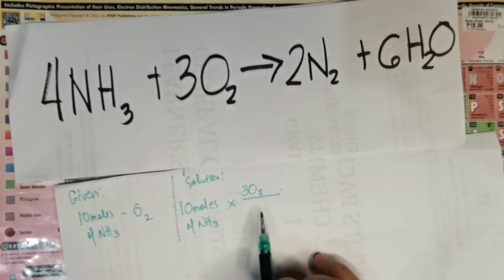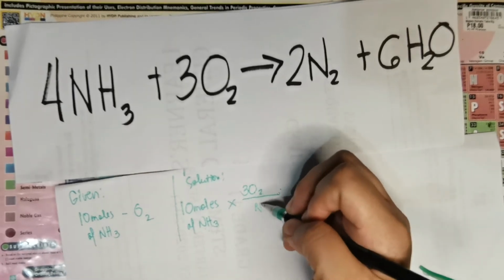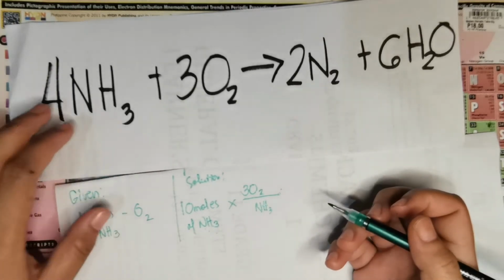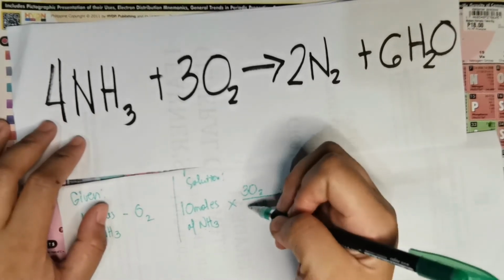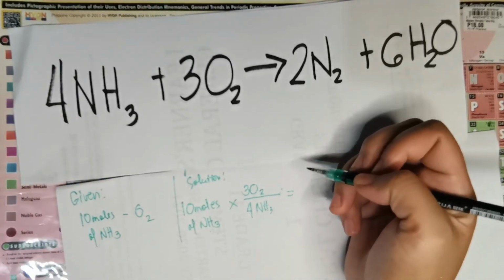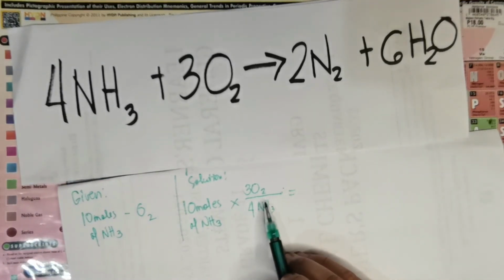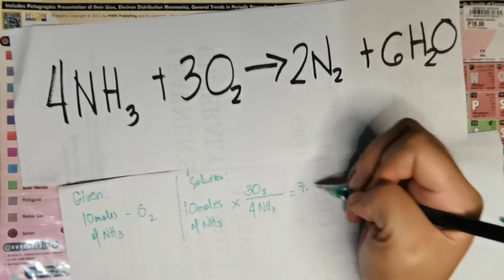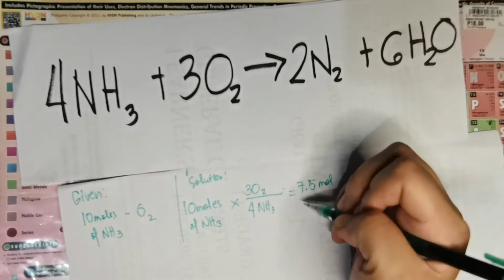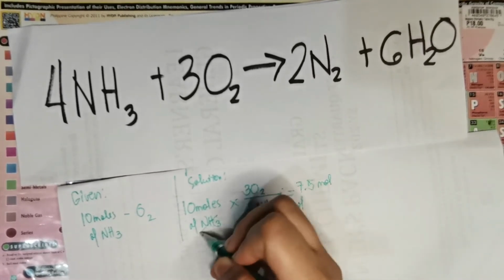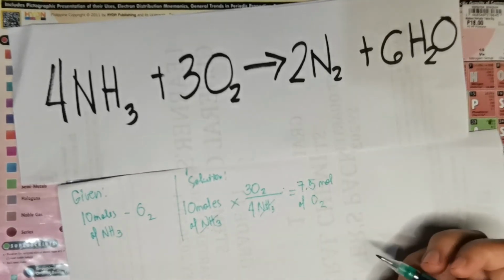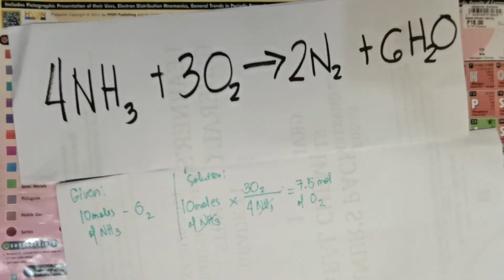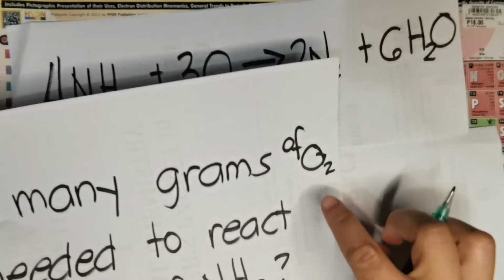Then, sa baba natin ay yung ammonia, or yung ilang coefficient ba yung present dun sa balanced equation niya, which is 4. Now, 10 moles multiplied by 3 oxygen gas divided by 4 ammonia. So, we will have 7.5 moles of, so dahil cancel na si ammonia, natira ay si oxygen gas, which is tama naman dahil ang hinahanap natin ay yung oxygen gas.